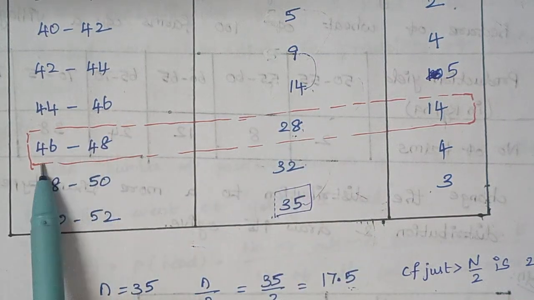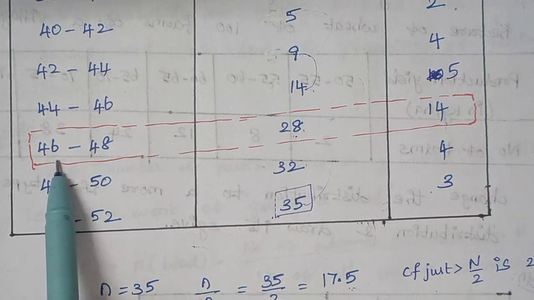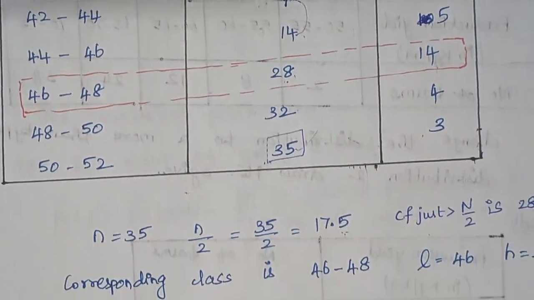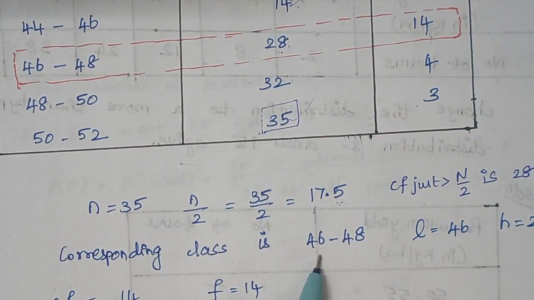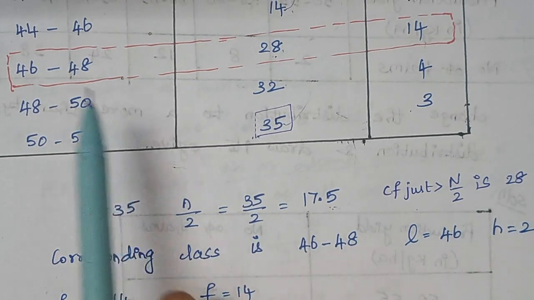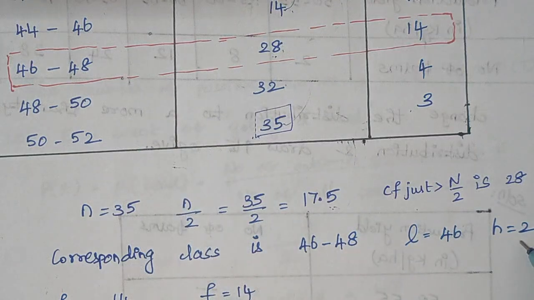What is the value of L? Here the value of L is 46. So just write it down. The corresponding class is 46 to 48 and the value of L is 46. What about h? h is nothing but the difference between these two. So the value of h is equal to 2, since 48 minus 46 is 2.